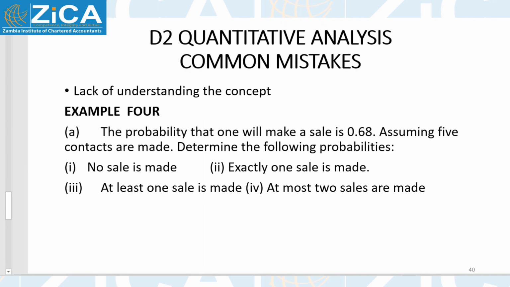The other common mistake made in D2 quantitative analysis is, again, a lack of understanding of the concept. This deals with the binomial distribution, and this is our example 4. In example 4, we are given the probability that one will make a sale. We are given P equal to 0.8. This is the probability that one will make a sale.